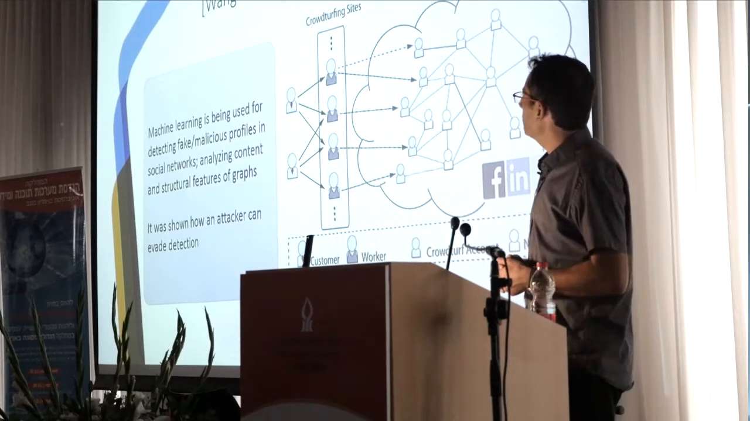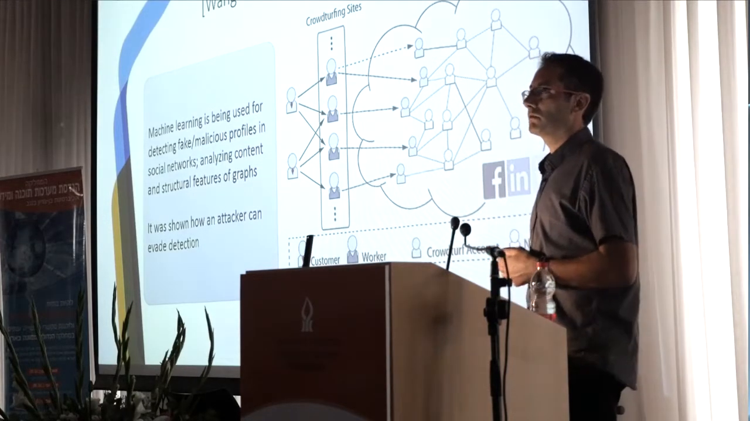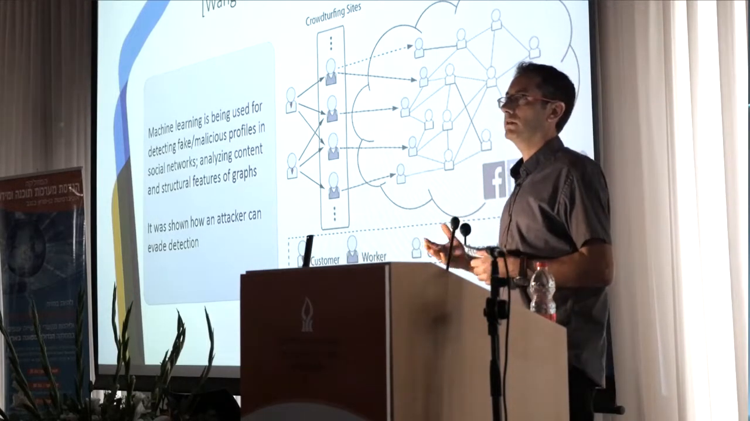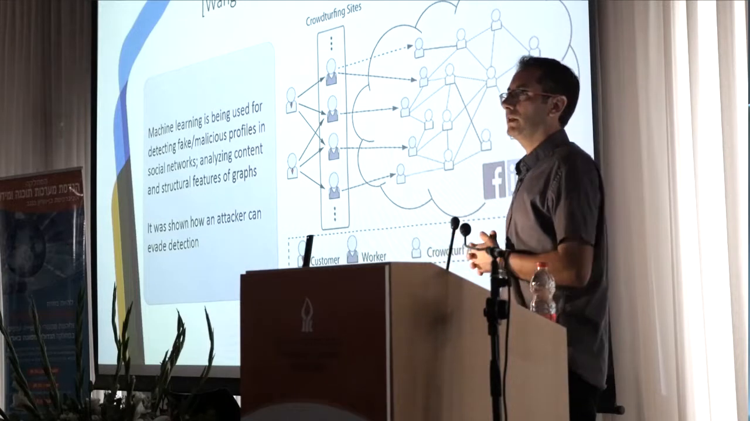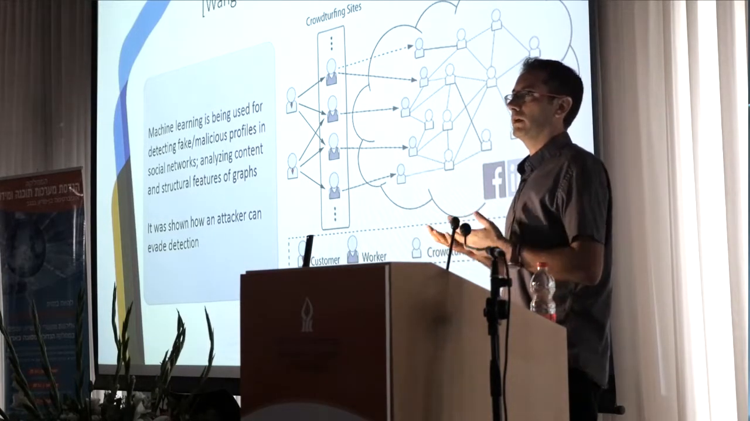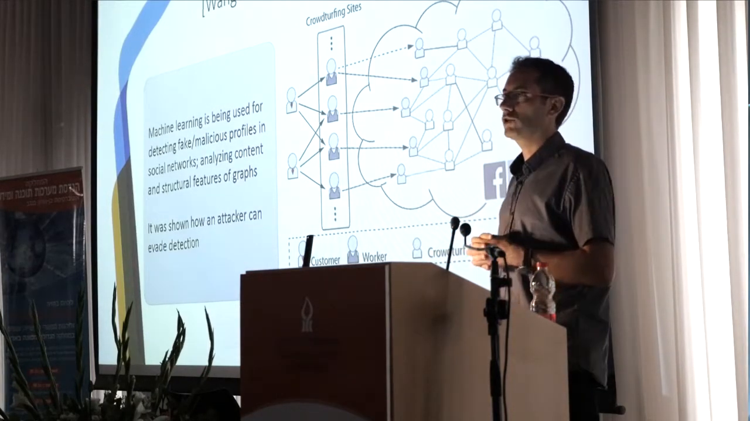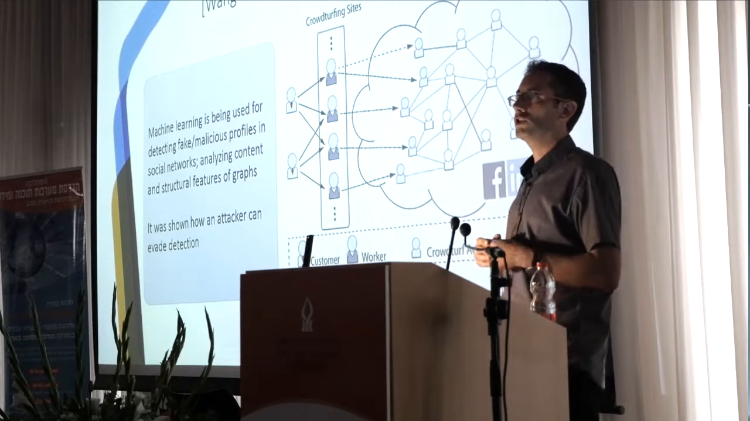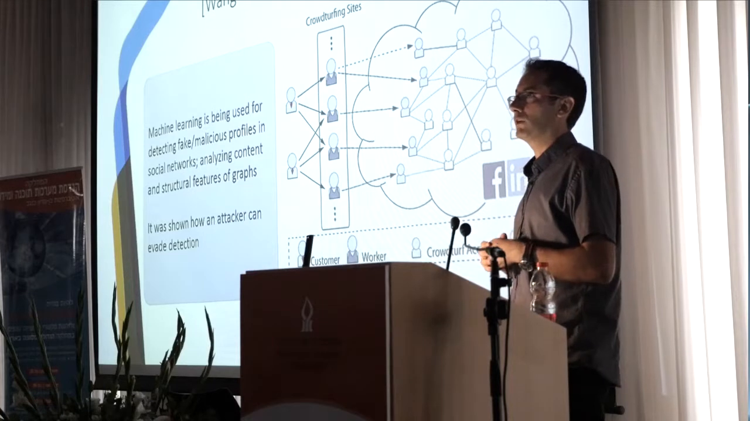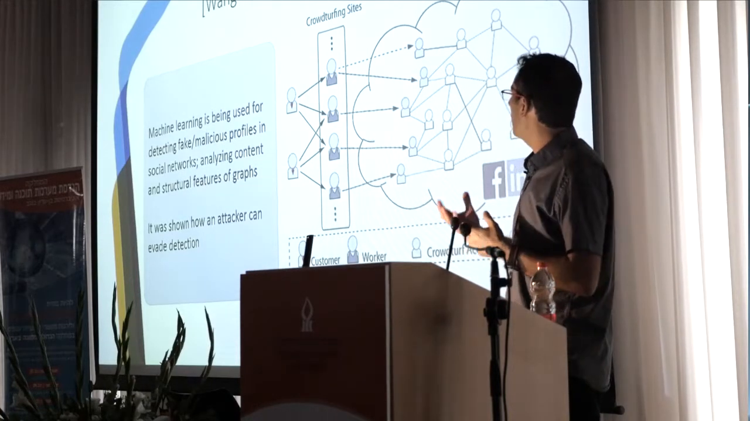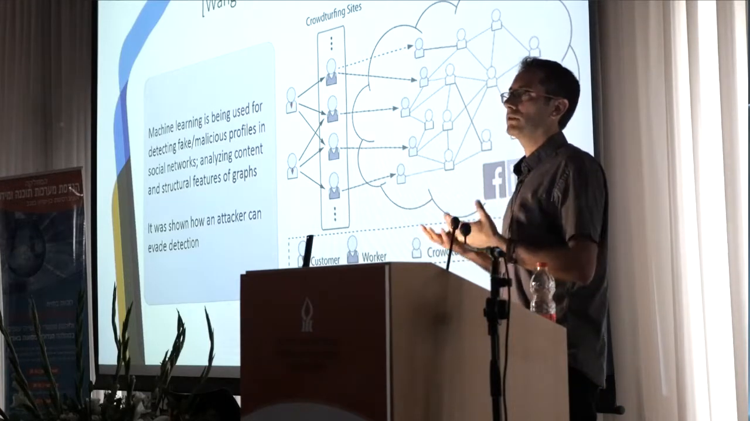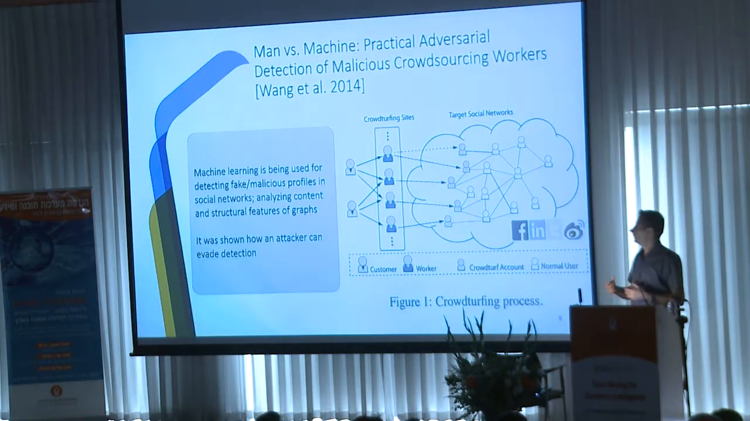This is another example from older research from 2014. Machine learning is also being used to identify malicious profiles in social networks. In this case, crowd turfers, which are the opposite of crowdsourcing. Crowd turfers are a group of profiles that try to abuse the network together to influence the network.